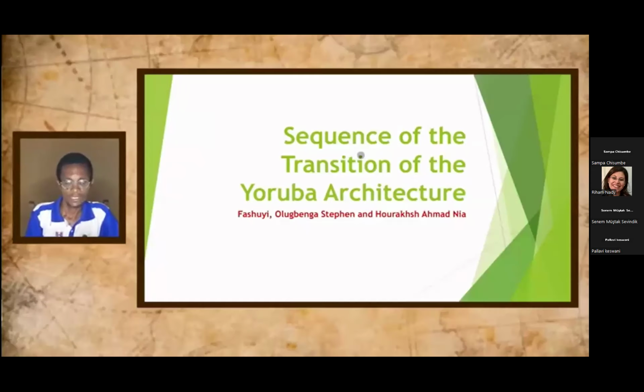I'm here to present a subject titled The Sequence of the Transition of the Yoruba Architecture. My conference number is 0362 for this presentation.